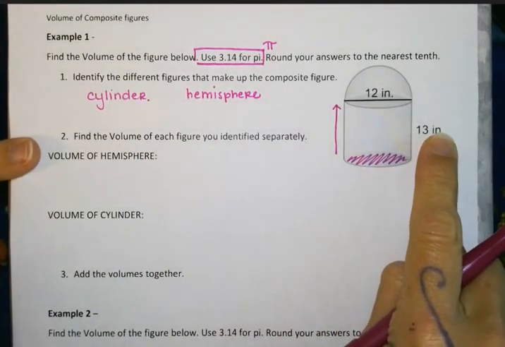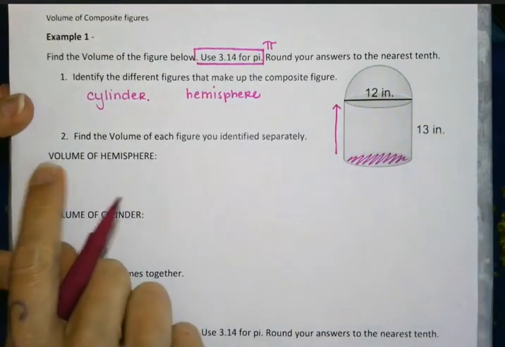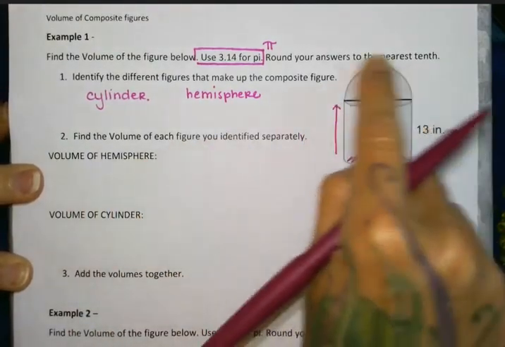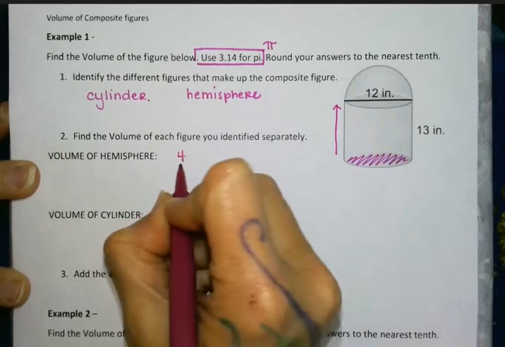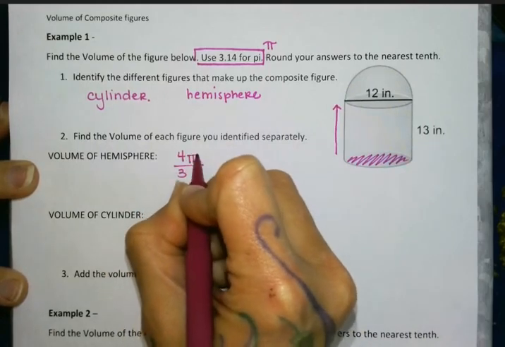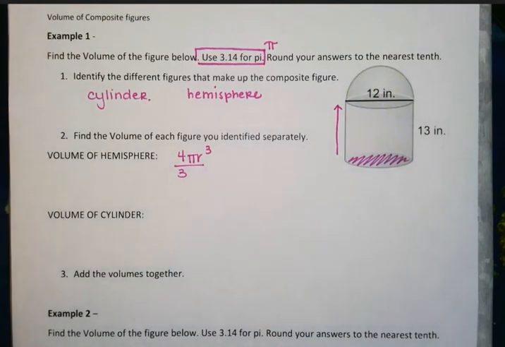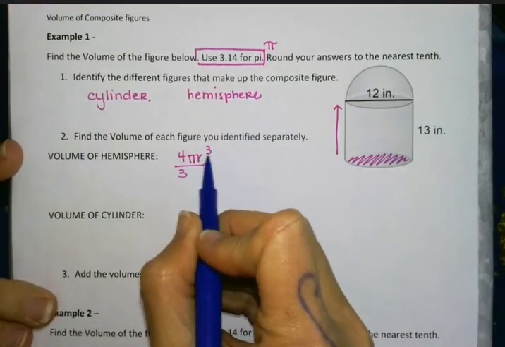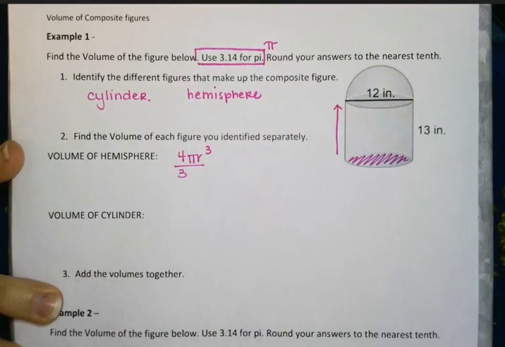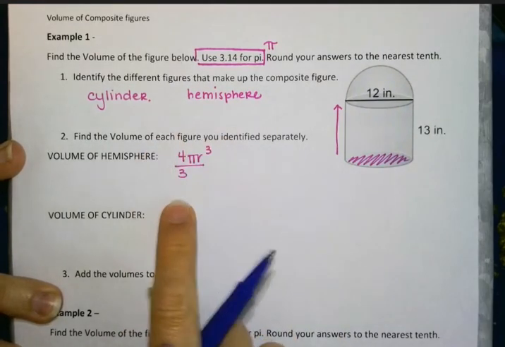So find the volume of each figure you identified separately. We're going to find the volume of the hemisphere first. That formula is 4/3 pi r cubed. Most kids mess up on this by squaring it just out of habit. And the 4/3 is a little different than your cone and your pyramid, where it's 1/3. I remember this one because the 4 is strange and raised to the third power is not something I naturally do very quickly. That's how I learned to memorize this formula.